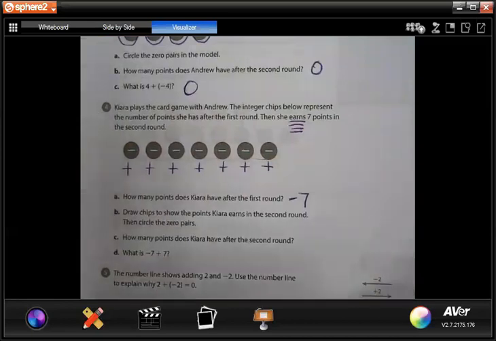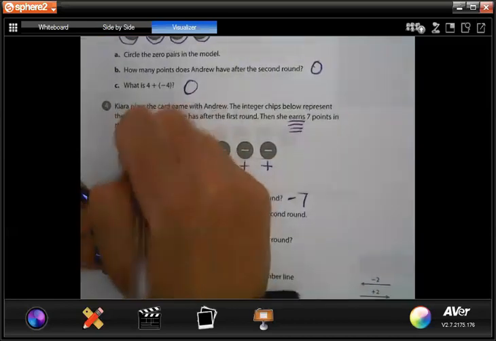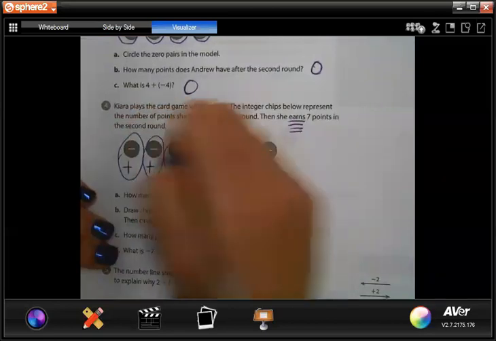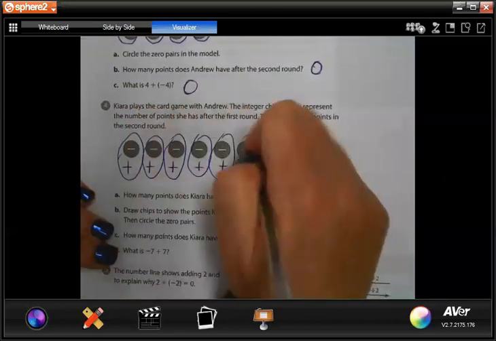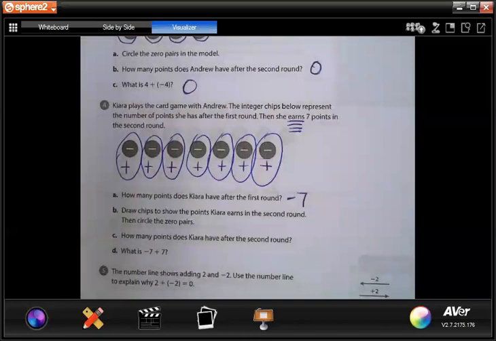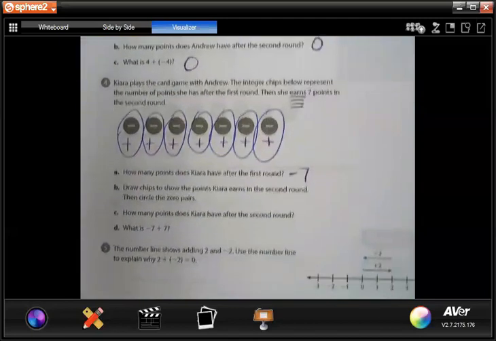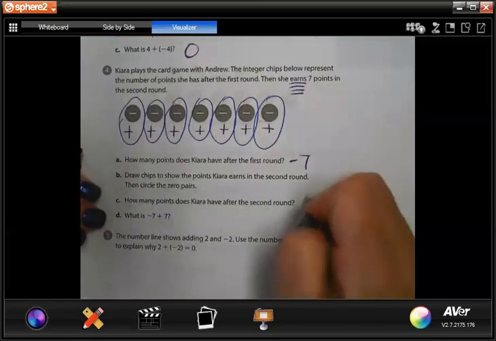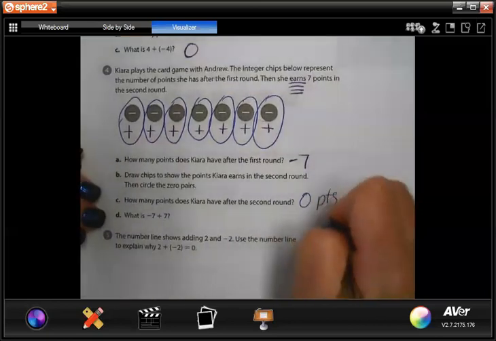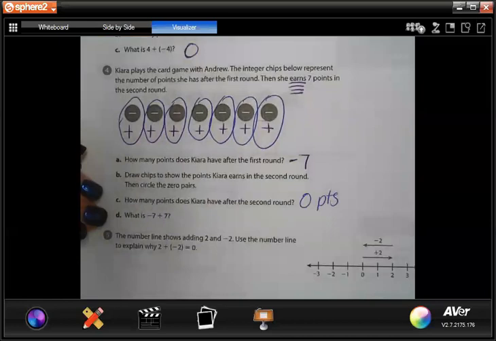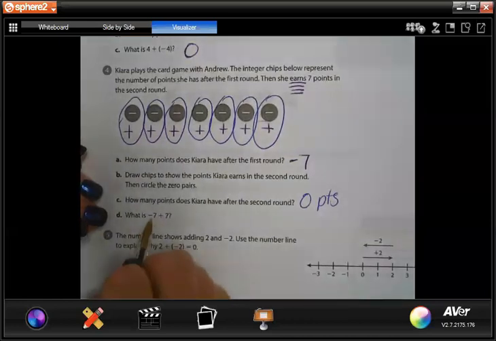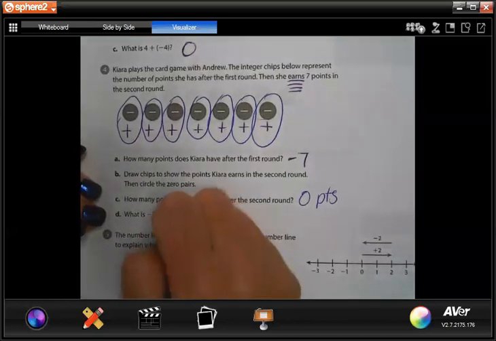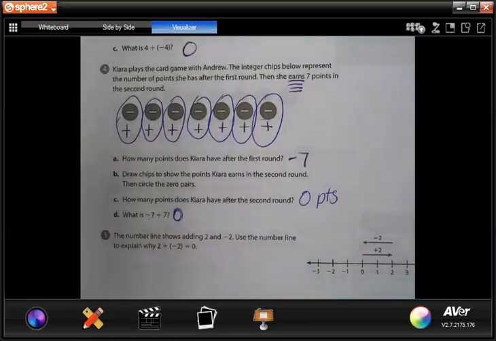So now that we have that, we're going to circle our 0 pairs and see how many of these cancel out. And what do you know? All of them cancel out. So how many points does she have? She has 0 points after the second round because -7 plus 7 is 0.